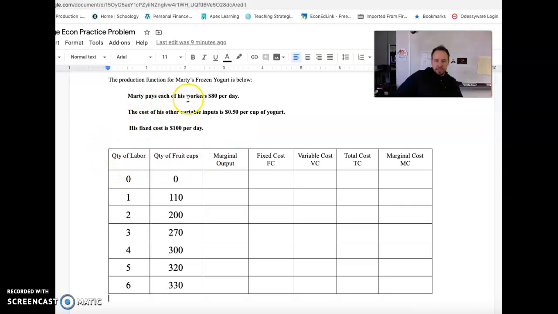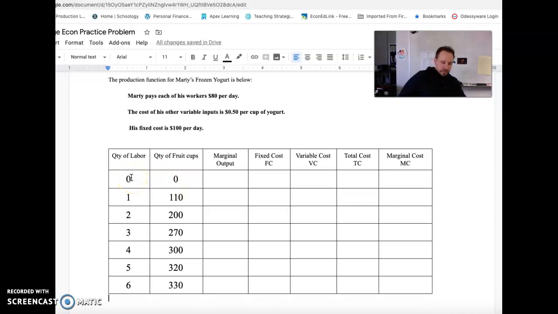It says Marty pays each of his workers $80 a day, so that's an assumption we'll have. And the cost of his other variable inputs is 50 cents per cup. So for every cup of yogurt that's produced, it takes 50 cents of inputs: cups, sprinkles, etc. His fixed cost is $100 a day. So here are some of the things you're going to need to know how to figure out: marginal output, fixed cost, variable cost, total cost, marginal cost, and I don't have average total cost, but that's another one. So if you look here, remember marginal output is the change in your total output as you add a unit of labor.